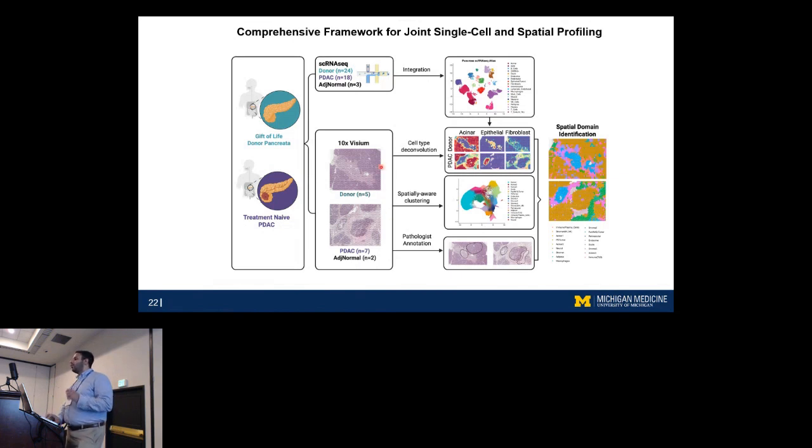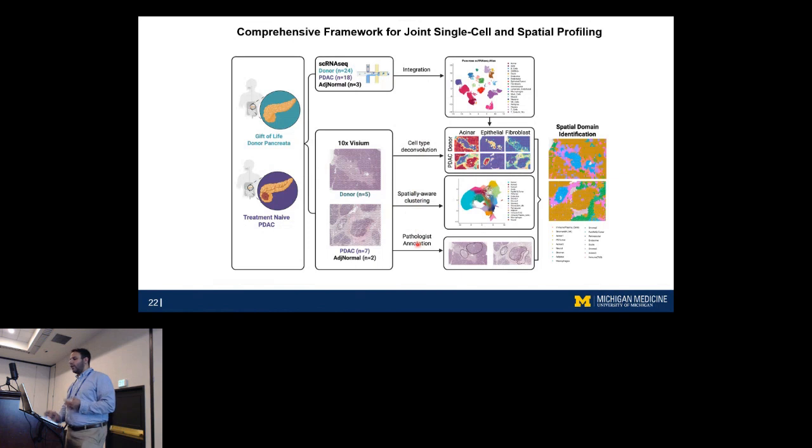And on the other arm, we obtain 10x Visium samples, again, from donor samples, healthy and PDAC, and also tumor adjacent. And what we do is we do three things in order to be able to characterize the tissue. The first one is cell type deconvolution, which I'm going to get into shortly.